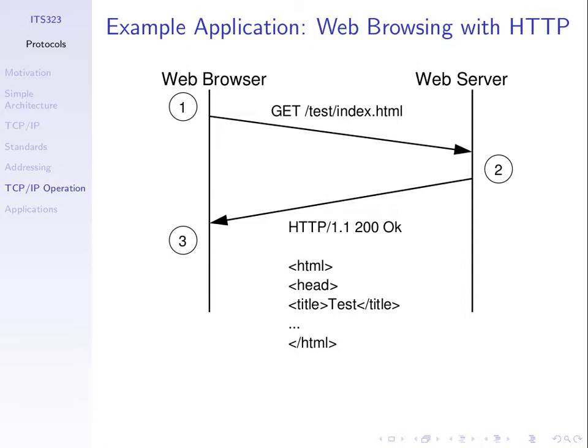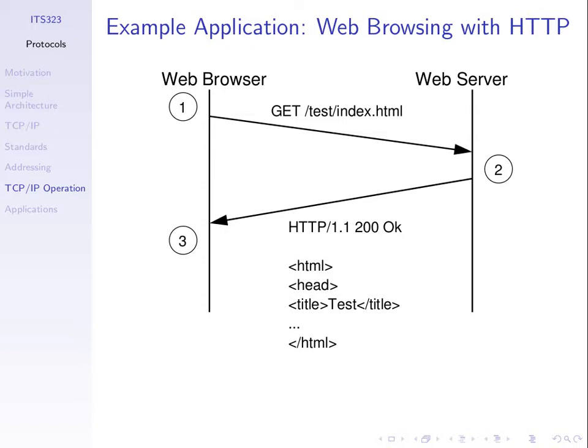Yesterday we finished with some examples, an example where we accessed a website and then looked at the details of some of the messages sent when we accessed that website. So we're going to continue from there. Just a reminder, web browsing uses HTTP as an application layer protocol.